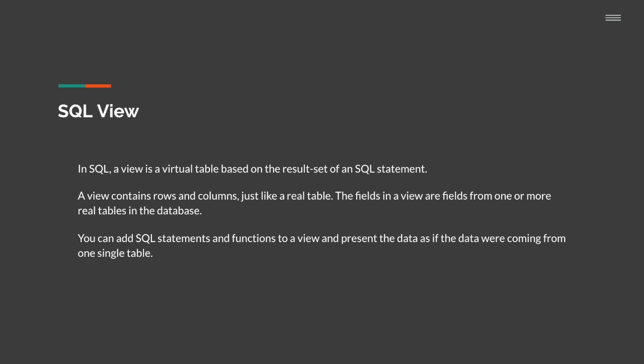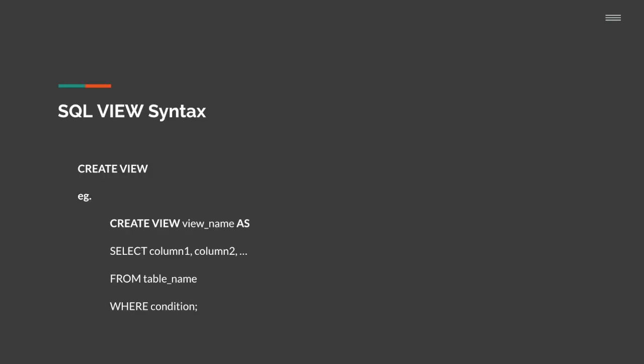So you're able to create an SQL statement using functions to create the view and present the data as if it was coming from one single table in the database. The syntax to create the view will be the create view keyword. Then you'd provide the name of the view. So this is the name that you want to use for the view you're creating, followed by the as keyword, and then the SQL statement that will be used to form this view.